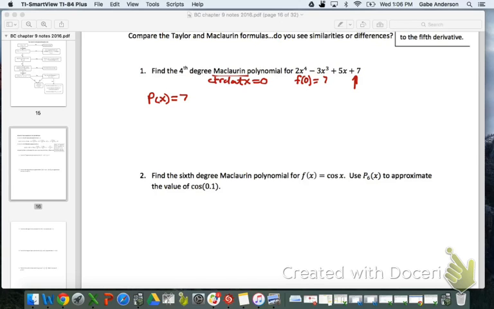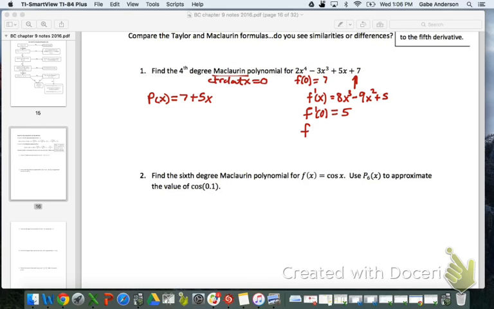Let's keep going. The second term is f prime of 0. So I'm going to write over here f prime of x. F prime of x is equal to 8x to the third minus 9x squared plus 5. So f prime of 0 is equal to 5. So we come over here. Our next term is going to be f prime of 0 times x, so 5x. Hope you can see that this is building up to exactly what we were expecting it to be.